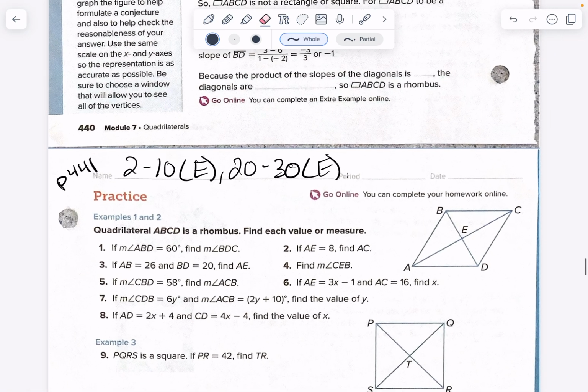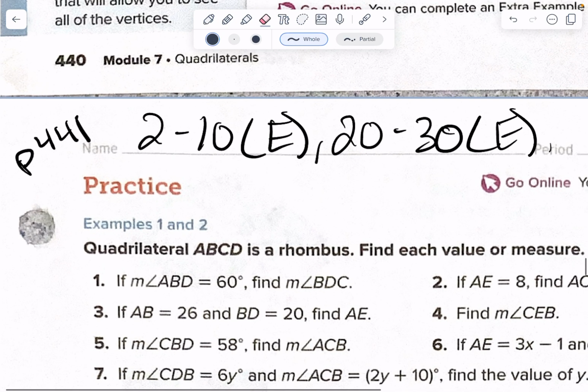Homework assignment: 2 through 10 evens. This is page 441. 2 through 10 evens, and 20 through 30 evens. So like 10-ish problems. All evens, all the way through. This is the second page.